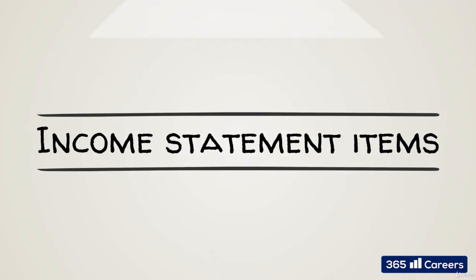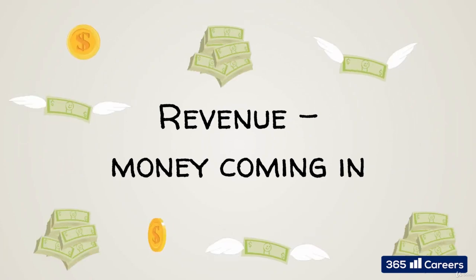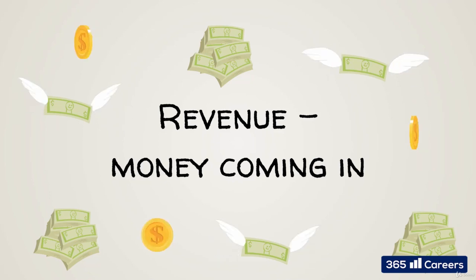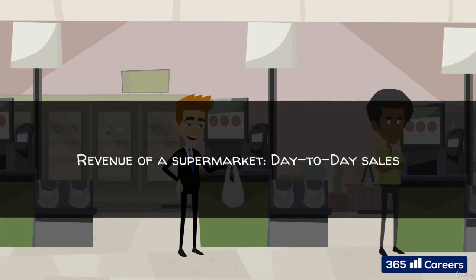We will talk about the main income statement items that a firm will register in its operations. We must start with revenue, also known as net sales. This item represents an inflow of economic resources. Usually, the main revenue for a firm is its day-to-day sales, customers buying goods that the firm sells.